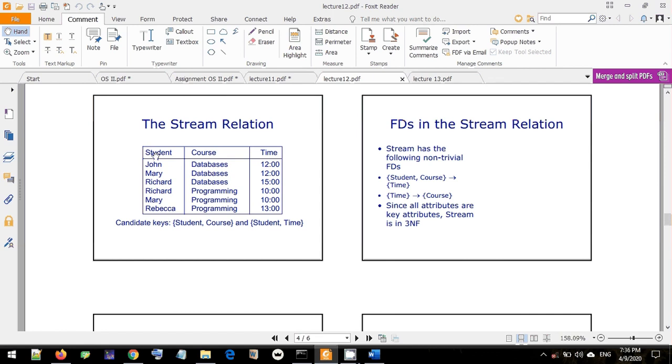Because all the attributes here are involved inside the key, we say that this stream is already in its third normal form.